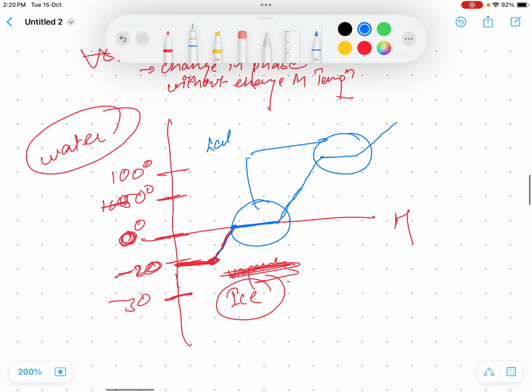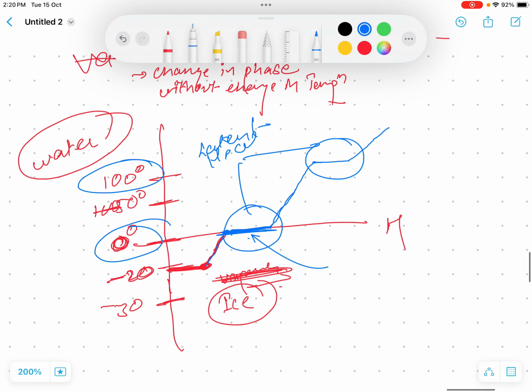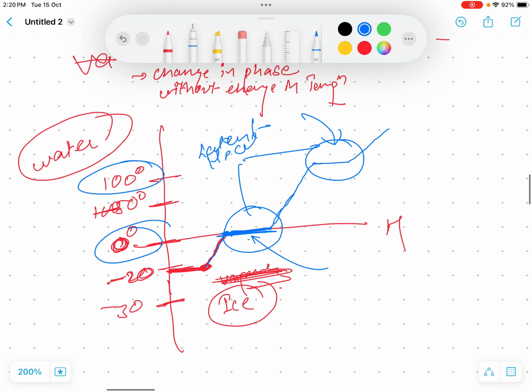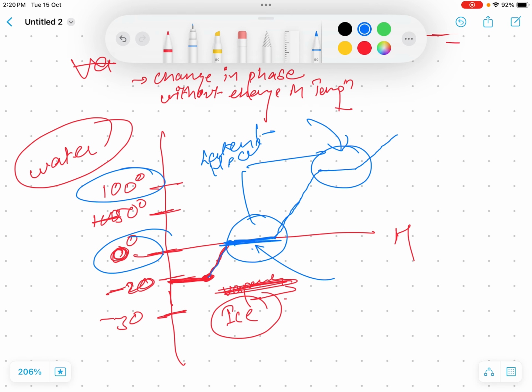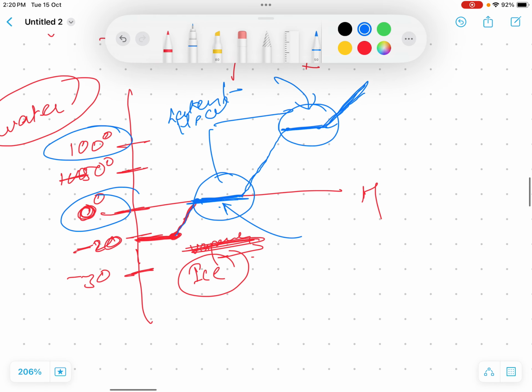So this is what is latent heat. Remember, the temperature is not changing. See, at 0 degrees the temperature is not changing, but we are supplying heat such that ice is becoming water, right? Also here we are supplying heat such that water is becoming vapor. So there are two steps over here.